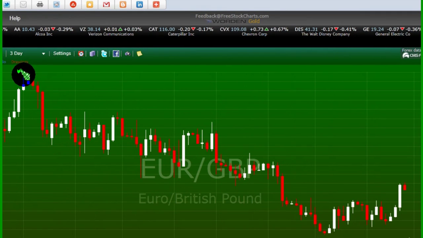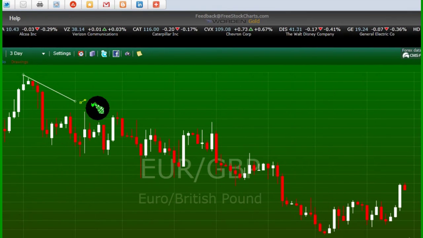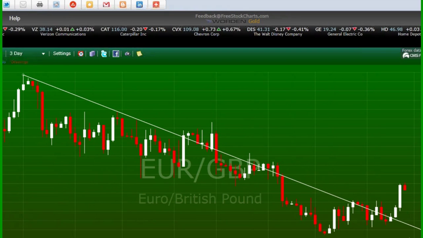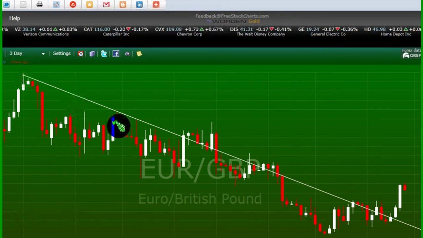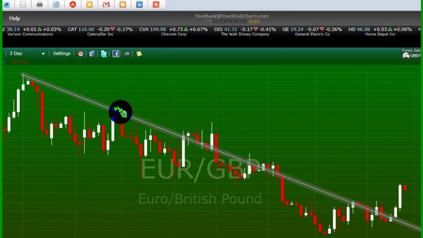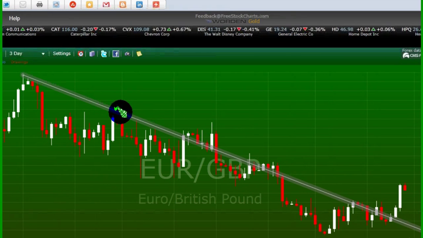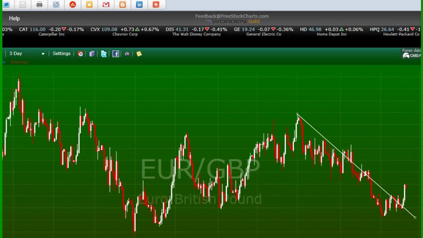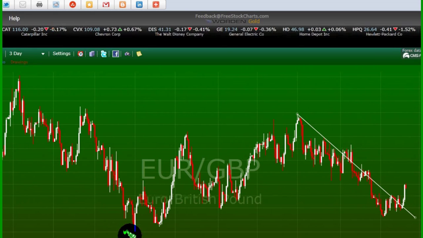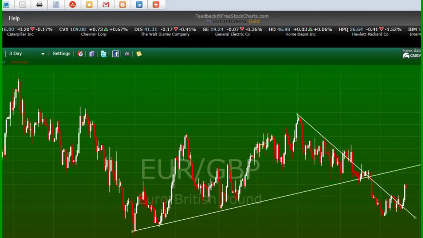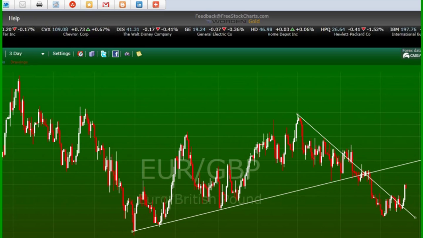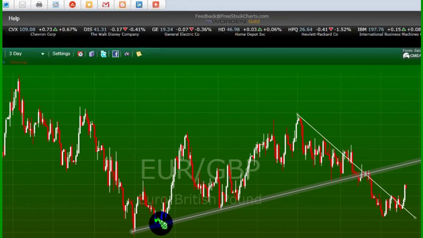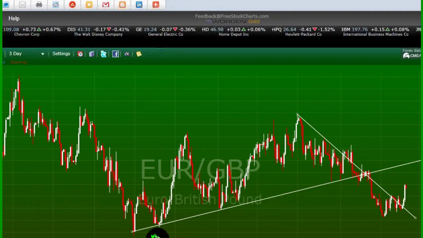A bearish trend line, we draw by joining one high and one lower high. That's how traders draw a bearish trend line. Simple. For a bullish trend line, traders will join a low and a higher low. That's how you draw a bullish trend line.